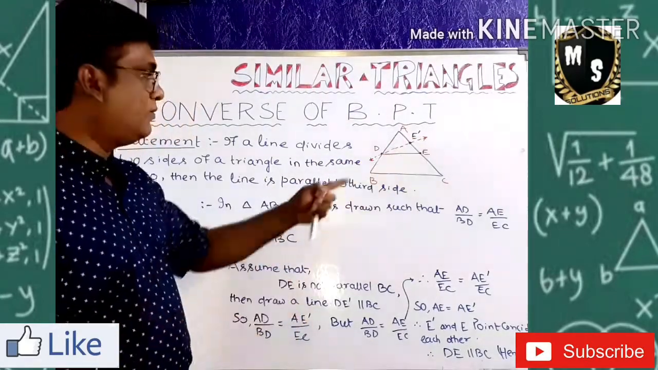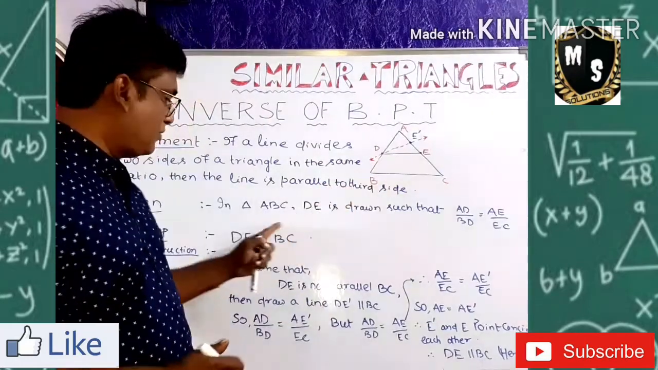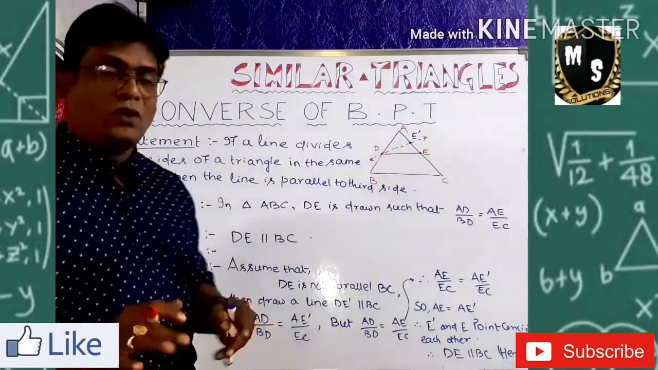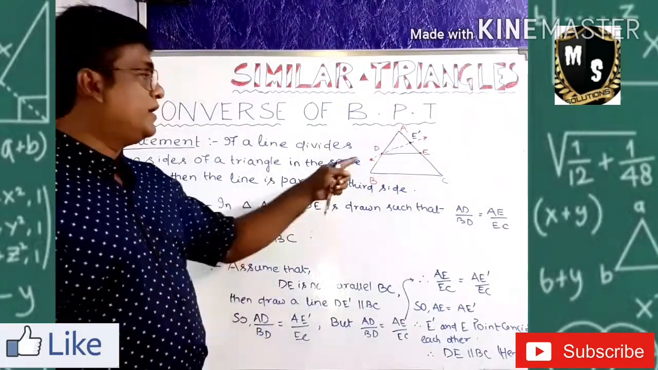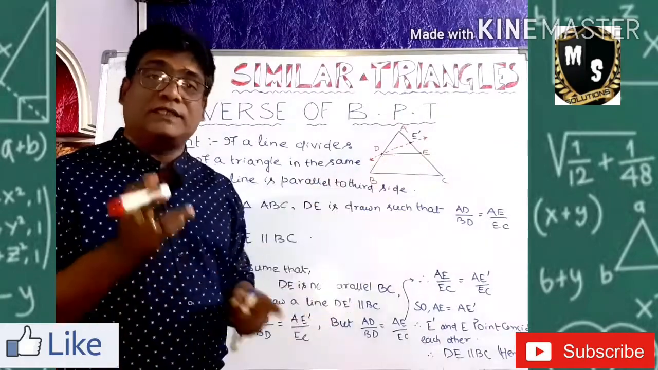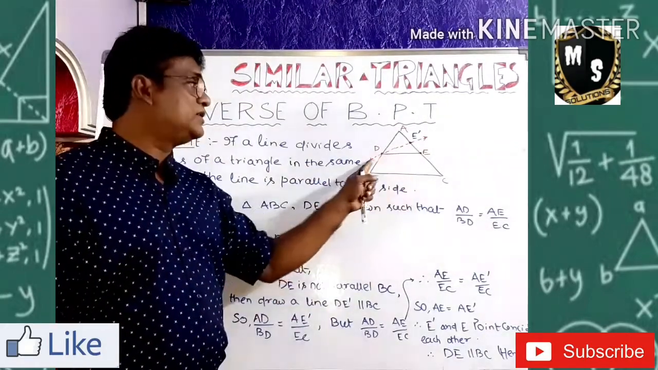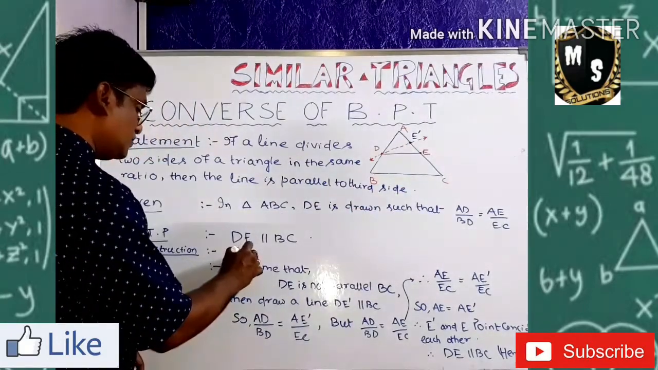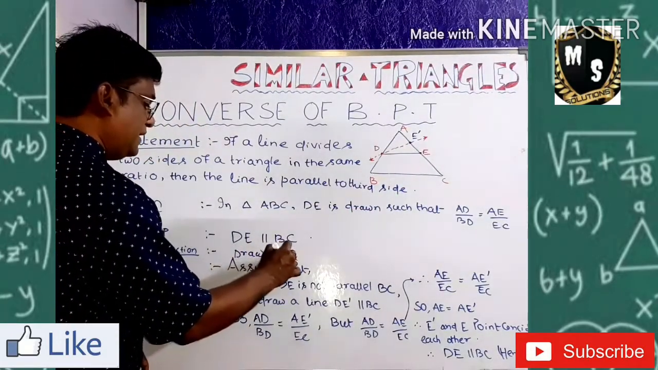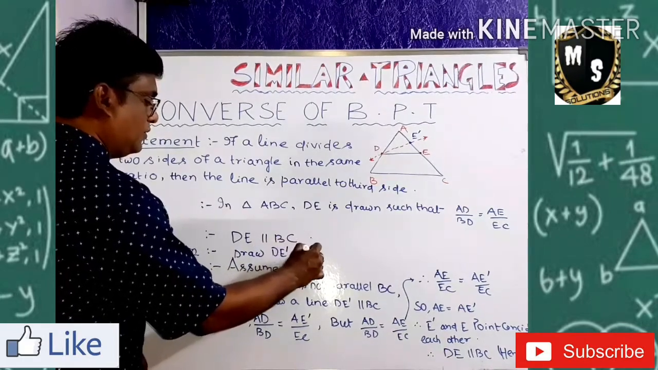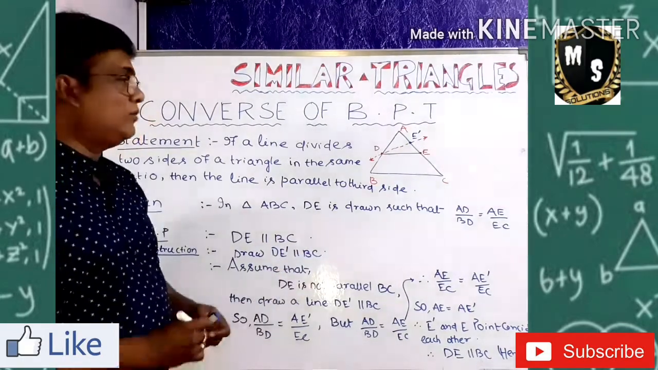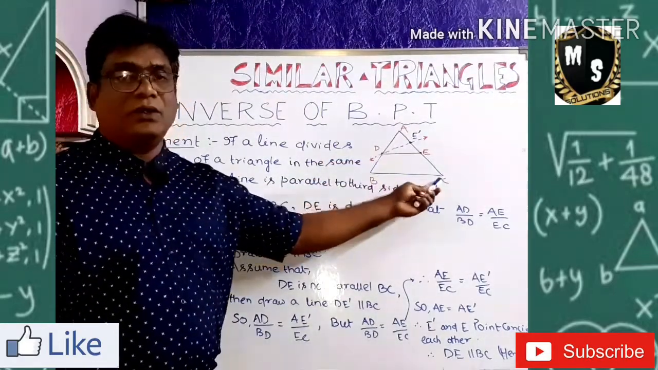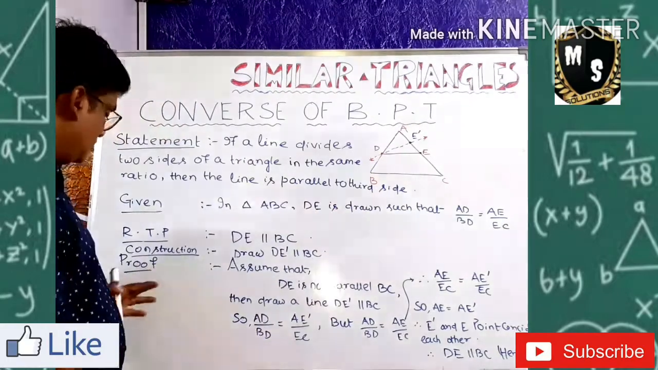Now, DE is not yet known to be parallel to BC; we have to prove that. So for our assumption, what are we doing? We are taking a line DE dash which is parallel to BC. We are thinking this DE dash is parallel to BC. Construction is like this: draw the DE dash line parallel to BC. Okay. So by construction, DE dash is drawn parallel to BC. Understood? Now you see the proof.